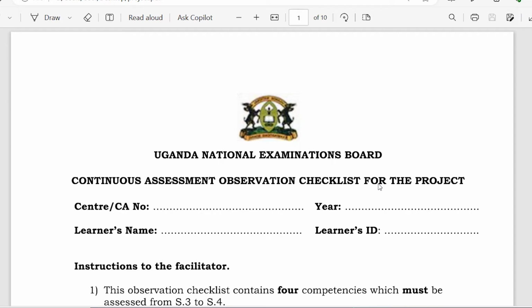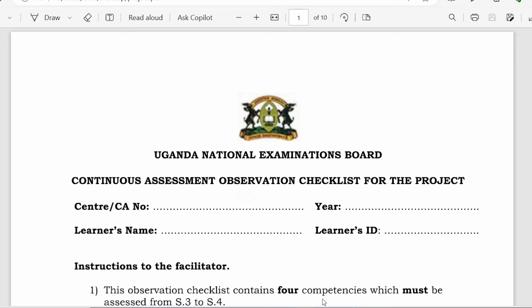Welcome to Program Guide Lesson 2. This is where I give you a guide, with a sample project, on how you can guide your learners to do the project in the new curriculum.